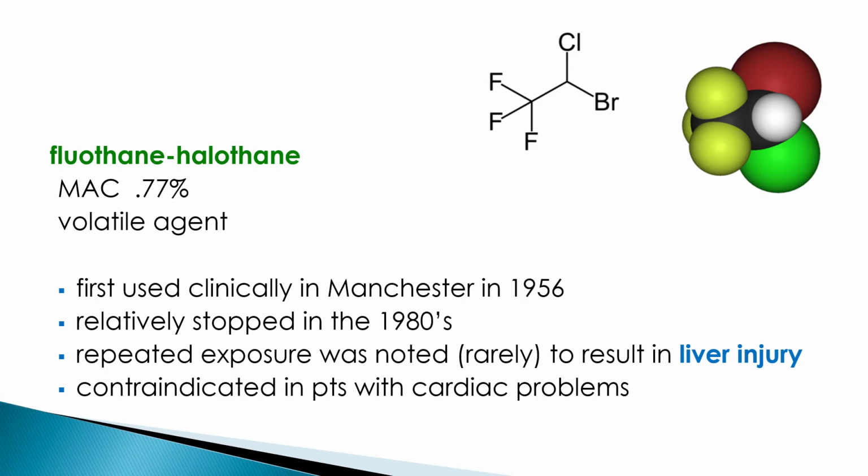We're going to talk about specific agents that are used or have been used. Halothane. A MAC was 0.77%. It's a volatile agent, which means it's a vapor that's nebulized. It was first used clinically in Manchester in 1956. They stopped using it, though, in the 80s because it was shown to produce severe liver damage in some, and it further complicated patients with cardiac problems.